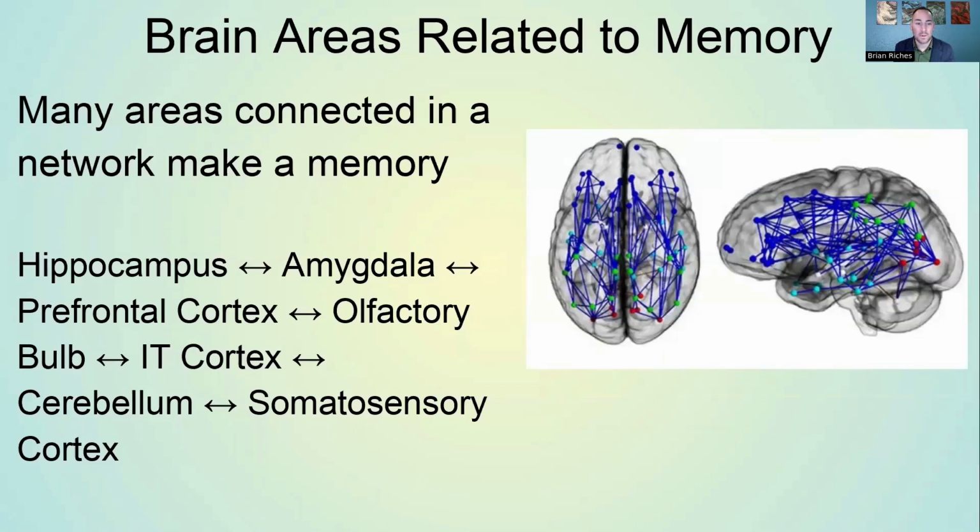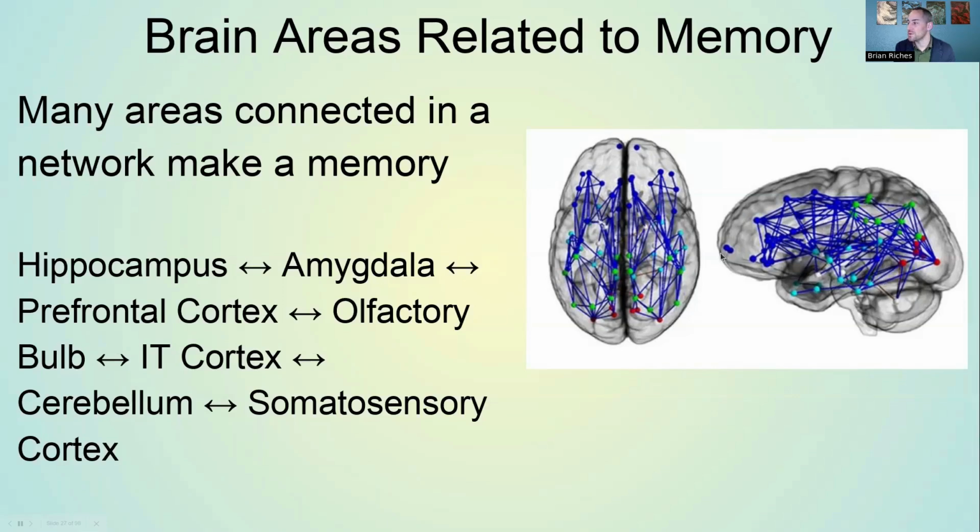This might be the network of any given memory, hitting at lots of neurons, lots of axons, connections through the brain. So maybe the hippocampus is over here talking to the amygdala, talking to the prefrontal cortex, talking to the olfactory bulb, talking to the IT cortex, talking to the cerebellum all over here, and then also the somatosensory cortex. So as you are having any given memory, you might be using all of these different areas of your brain.